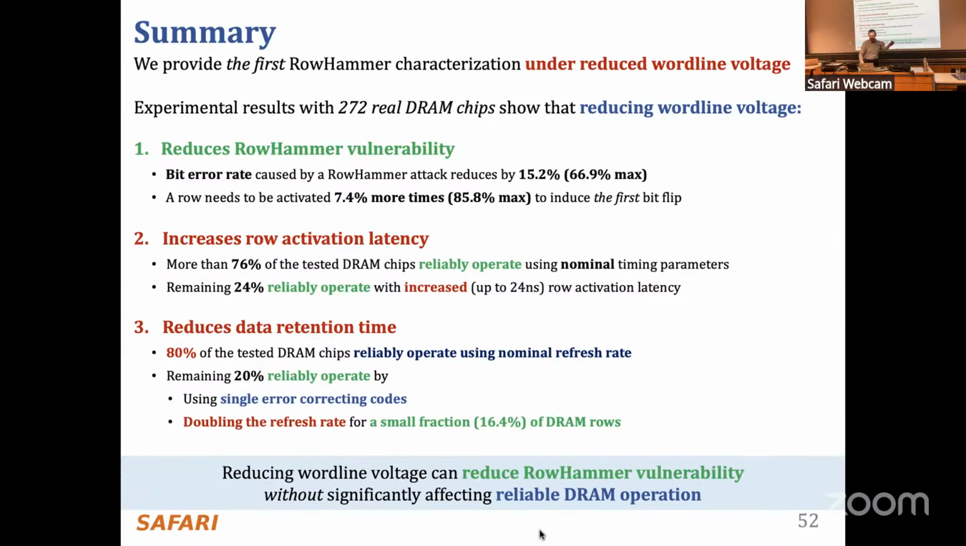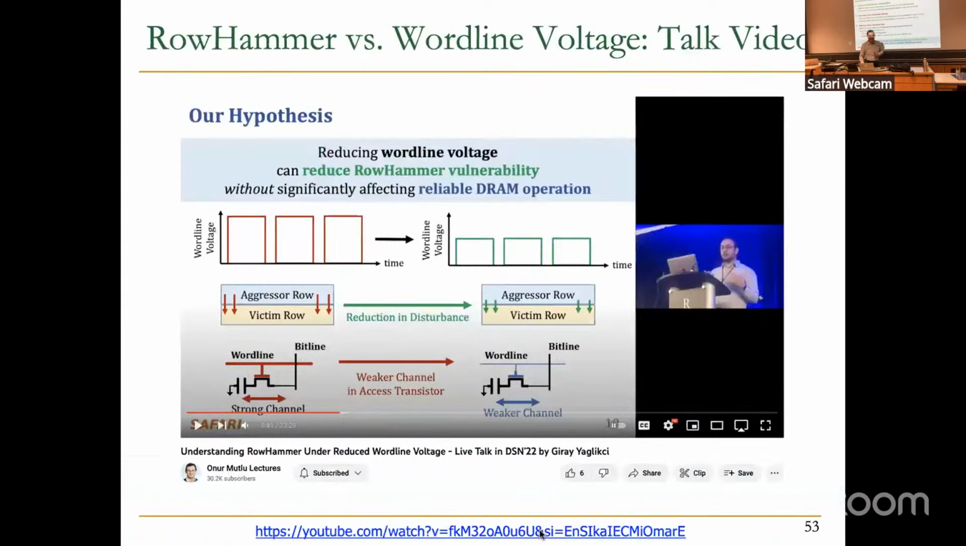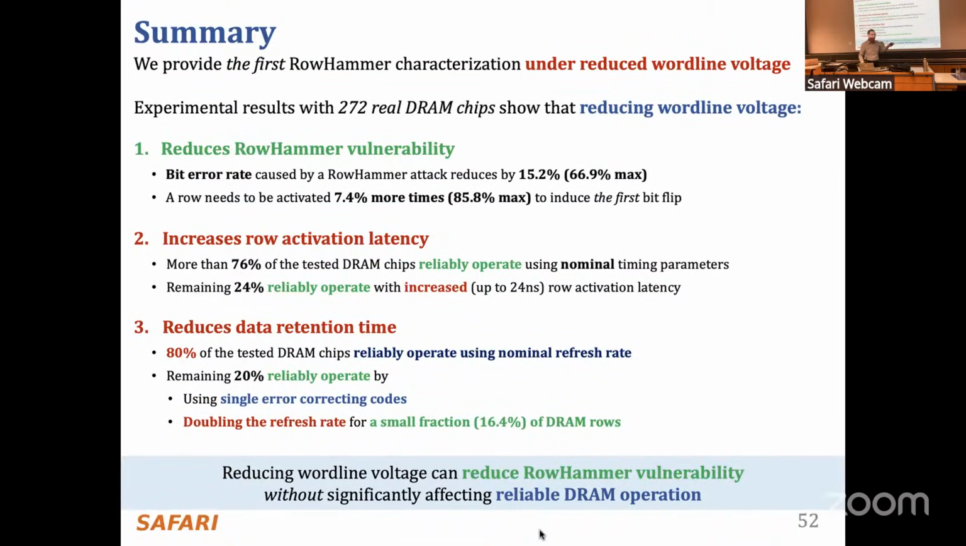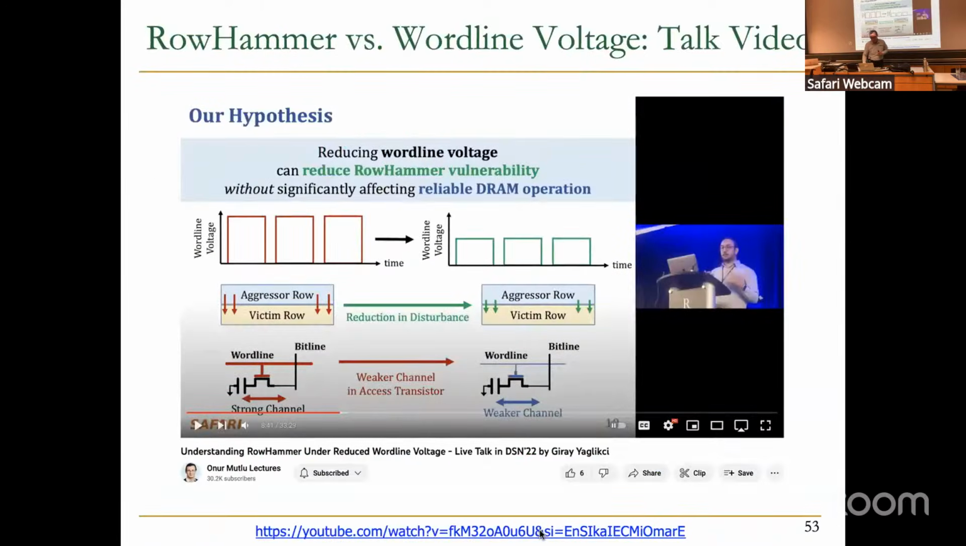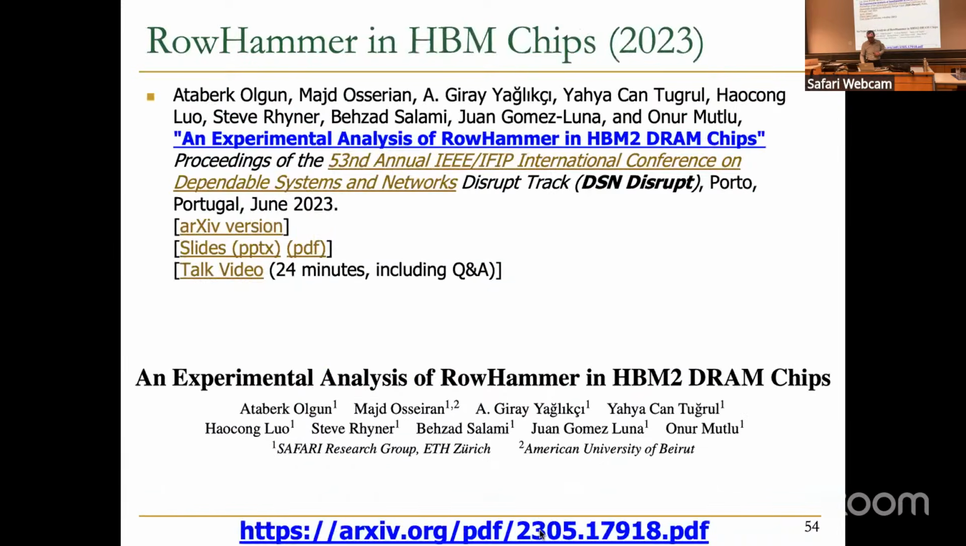And I think this is a good starting point to understand the trade-offs in DRAM design in an experimental way, because we actually test real DRAM chips to look at how you trade off between voltage, RowHammer, latency, and retention time, right? These are actually four different points if you think about it. Okay, that's why I like this paper. And this is a talk by Giray on this topic.